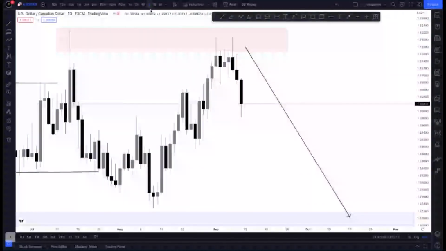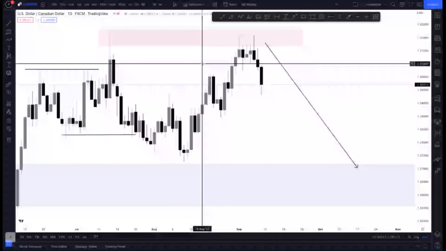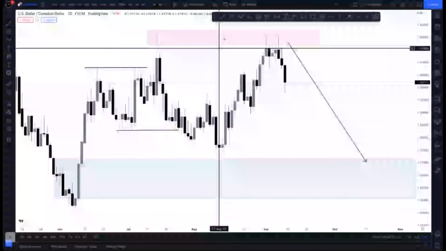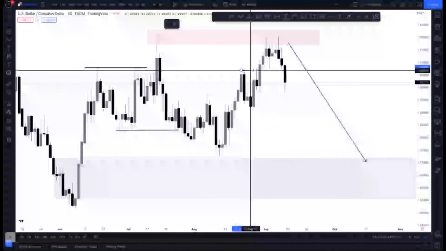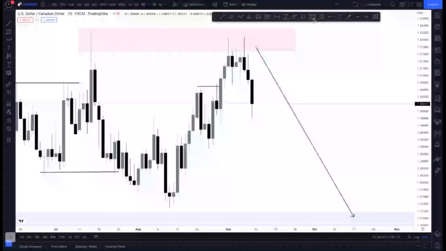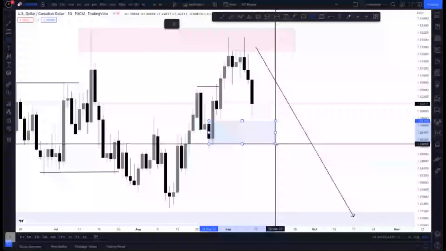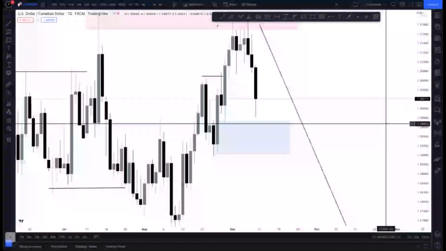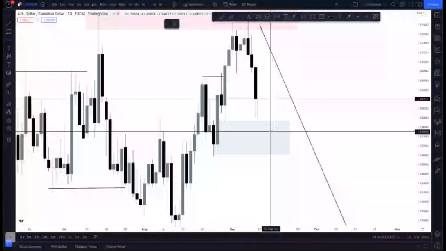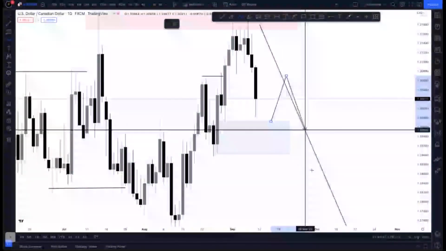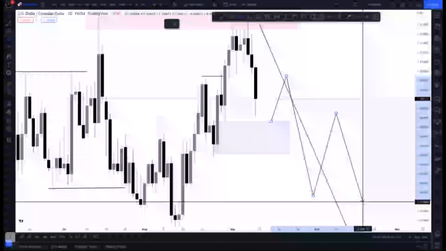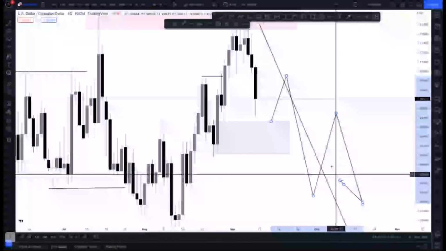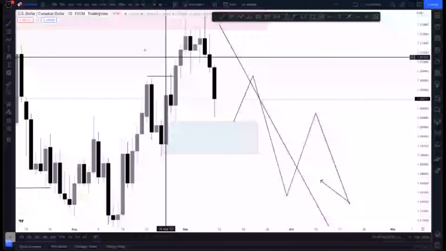Heading to the daily time frame, I can't really see anything here because we have this break of structure there, and the market is still above this demand zone here. Before we can clearly say we are going bearish and looking for sales on this trade, we want to see the reaction to the demand zone failure. Okay, that's when we can clearly say we are going bearish on the USDCAD from the daily time frame.